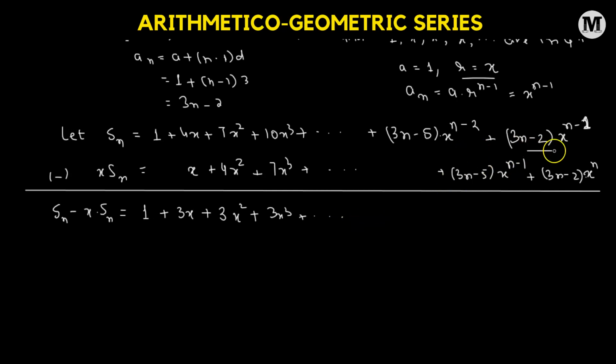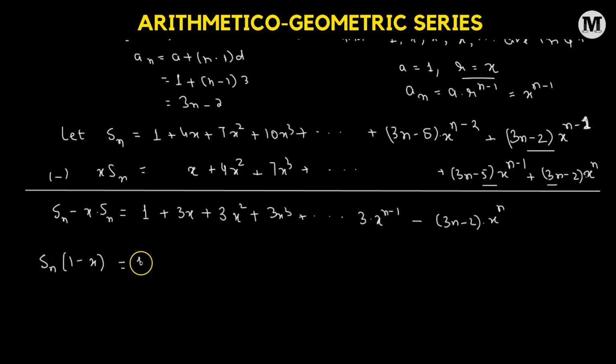So that means we will take the nth term of Sn and from here subtract the second last term of xSn. So that's going to give us 3 multiplied to x raised to the power of n minus 1, minus the last term of xSn. So that's 3n minus 2 multiplied to x raised to the power of n. So on the left hand side, we're going to take Sn as the common factor. So that's multiplied to 1 minus x.